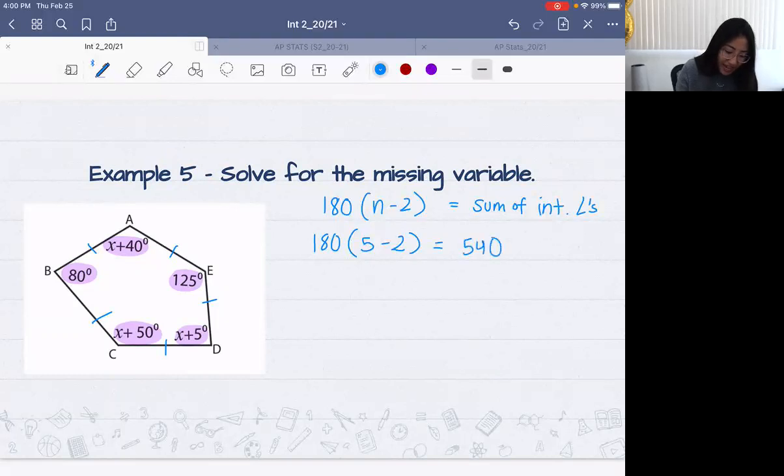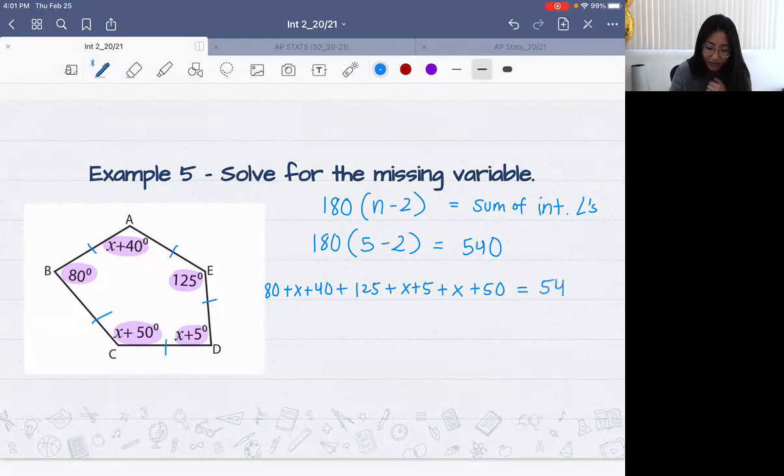So I know if I add up all these purple angles, angle A, B, C, D, E, it should equal to 540. So that's what I'm going to do here. It's going to get a little crazy, but it's okay. So 80 plus x plus 40 plus 125 plus x plus 5 plus x plus 50, and it should equal, like I said again, 540. And if you want to write 540 in the middle, just so you know, that's my huge clue for you.